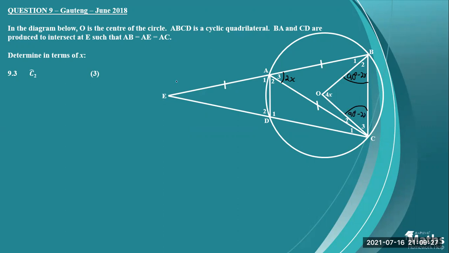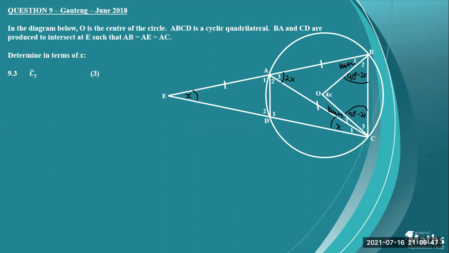And what have we filled in? This one we've done, that's an x, and this is an x, right? It says now determine in terms of x angle C2. So it means this unknown one we must work with, this one. So let's make it a squiggle and a squiggle.